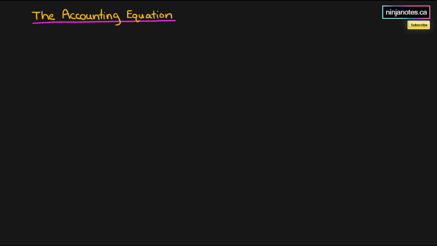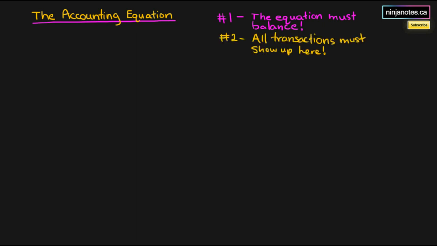And I thought I'd just make a quick few rules. The first one is that the equation must always balance. The second one being that all transactions must show up on this board. And I thought I would also add a little comment that says just because the accounting equation balances doesn't mean that everything is correct. And we'll see why that is when I illustrate it below. So let's go ahead and actually write our accounting equation.